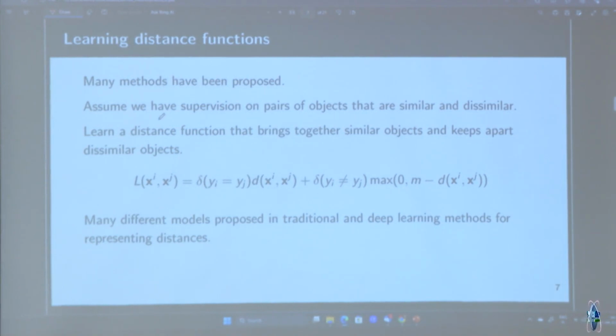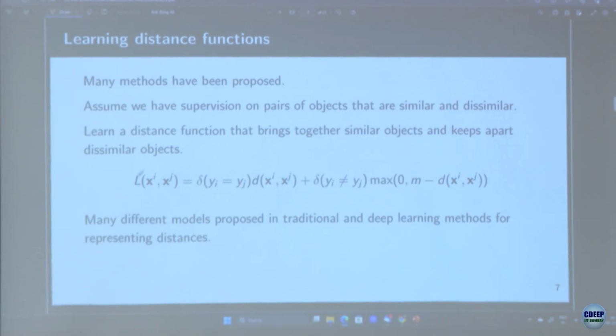These methods assume that during training, you are given supervision of the following form. For pairs of examples, you are told whether these are similar or not similar. So this is a supervision of similarity. Sometimes supervision might be given in terms of triplets, like given an example x, is it more similar to x2 or to x3? So you have supervision about similarity of things, and your goal is to learn a distance function that brings together similar objects and keeps apart dissimilar objects.